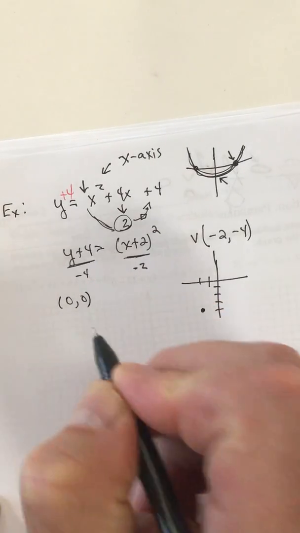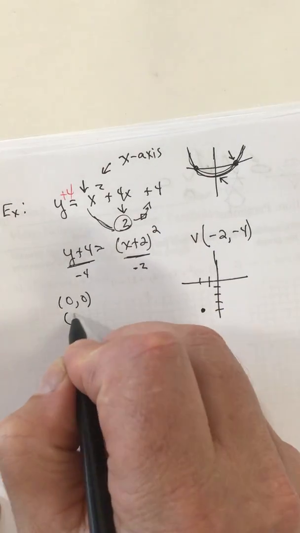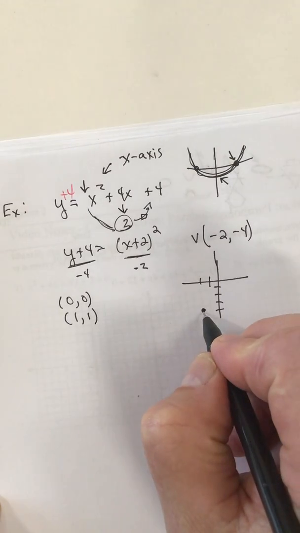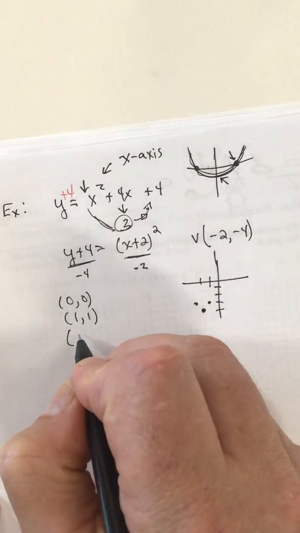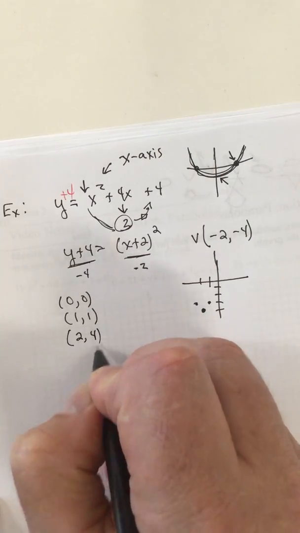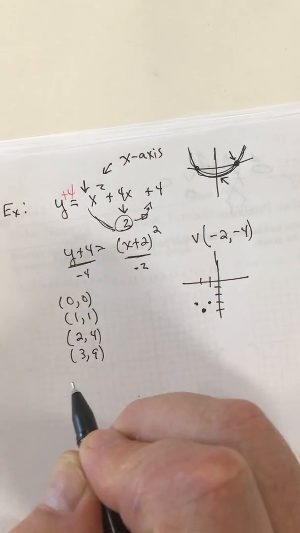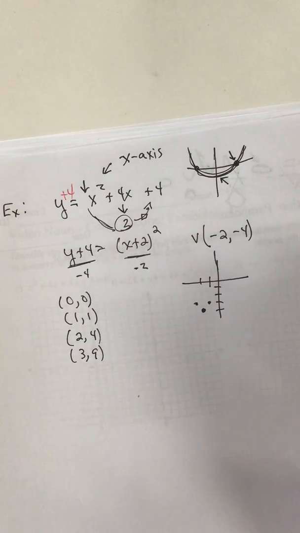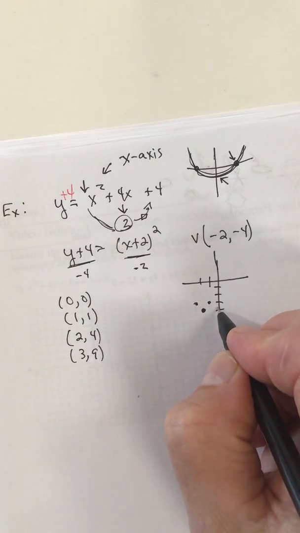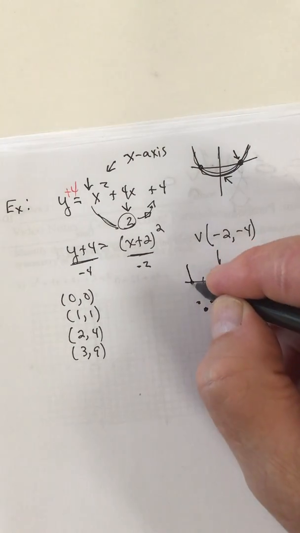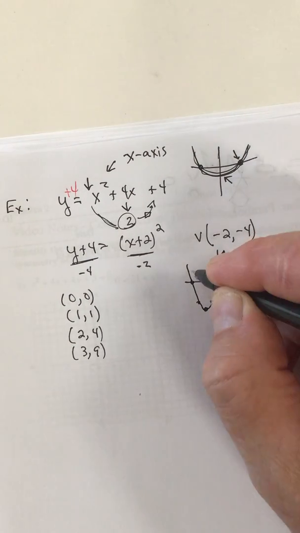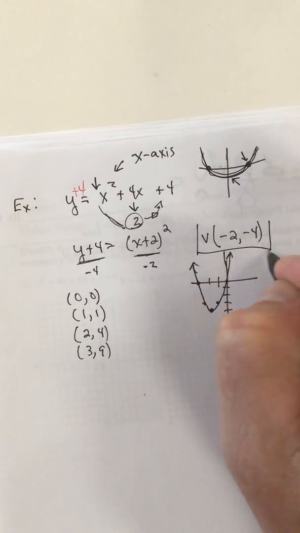So the first point's going to be the home base, 0, 0. Then it's going to go 1, 1, because we remember that: over 1, up 1, over 1, up 1. And then the next one would have been 2, 4, and 3, 9, and so on. So we could have gone from the center over 2, up 4, over 2, up 4, and we have 5 points of this parabola. So there's the vertex. That was one of the things we had to do.